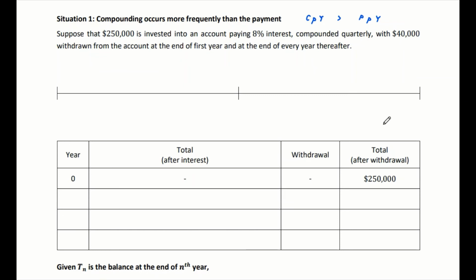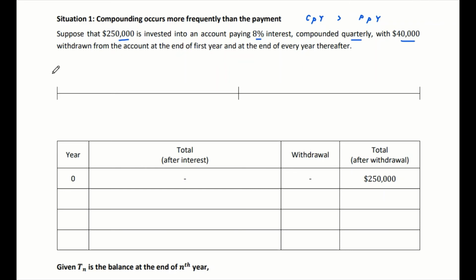So suppose that 250,000 is invested into an account paying 8% of interest compounded quarterly. Okay, so that's why your CPY is 4 times per year. So 40K is withdrawn from the account at the end of the first year and at the end of every year thereafter. Alright, so same thing.